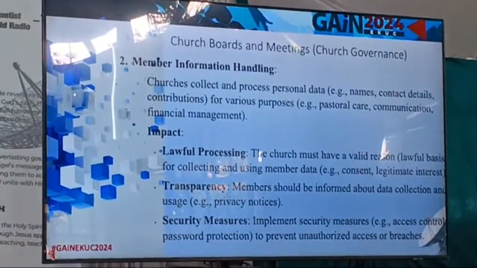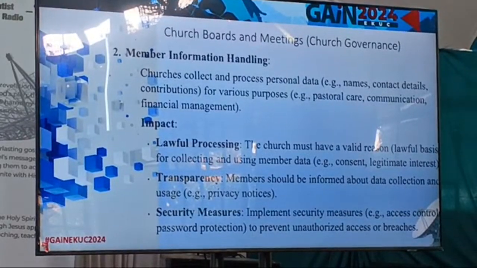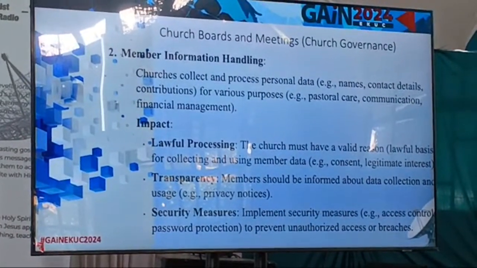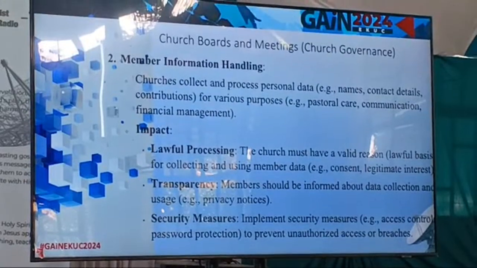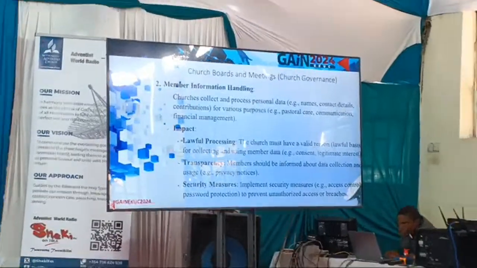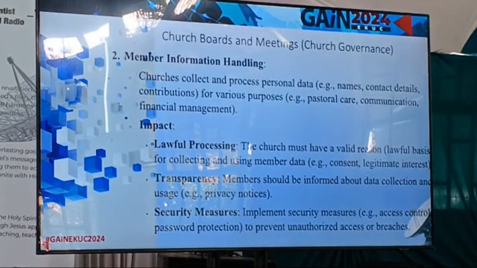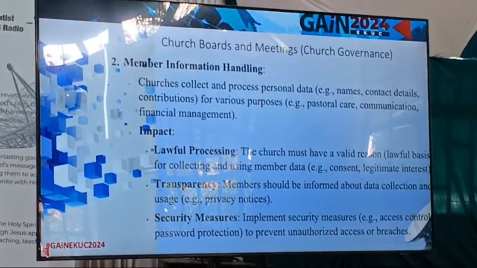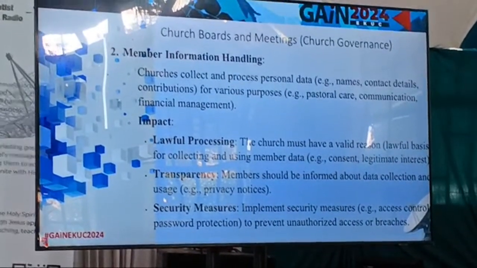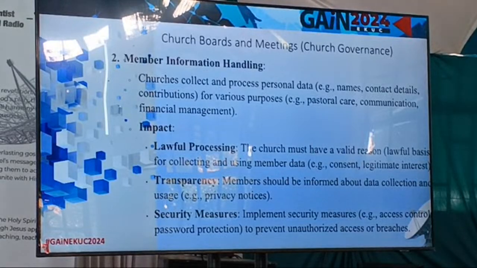And then security measures here. So you need to implement security measures in terms of access control, password protection. So let's say you're a church clerk and maybe you're taking minutes during a church board or any other meeting that you have in the church. Where those things are going to be stored, let's say it's a church computer or laptop, it needs to be password protected. And even we can go further to only limiting a few people having access to that machine.